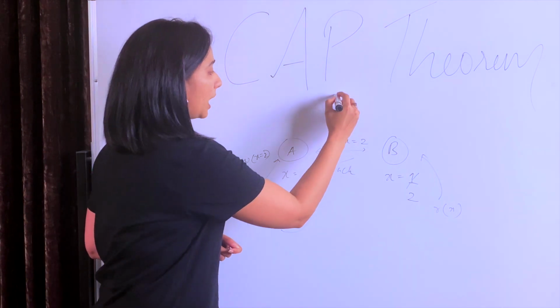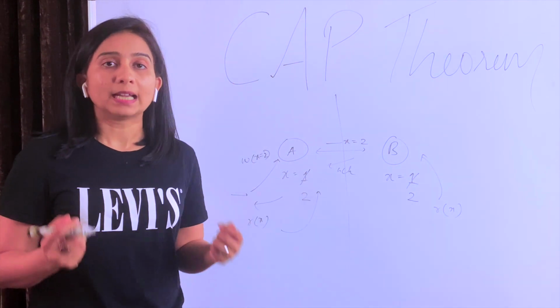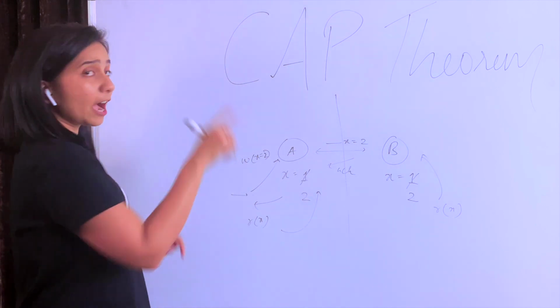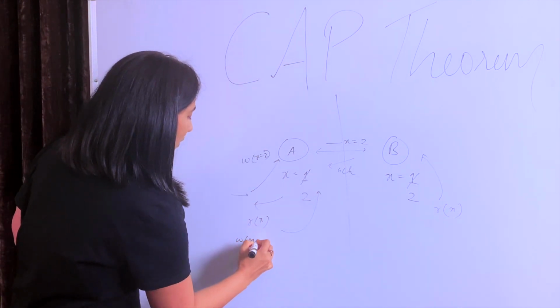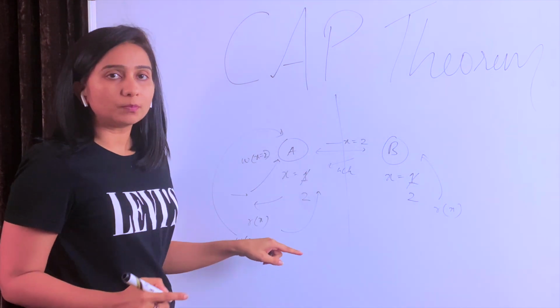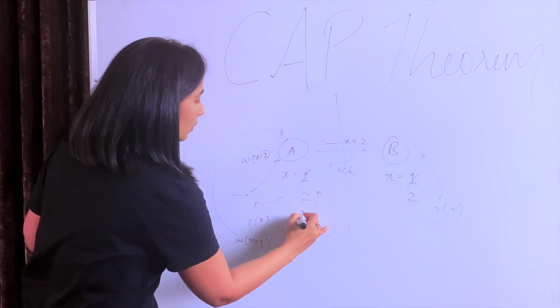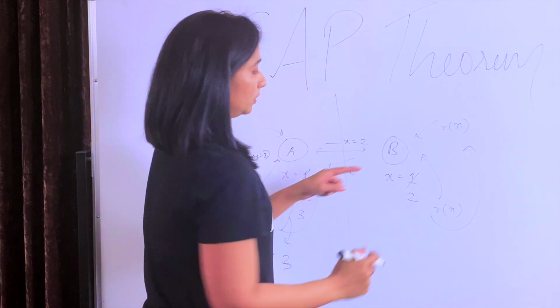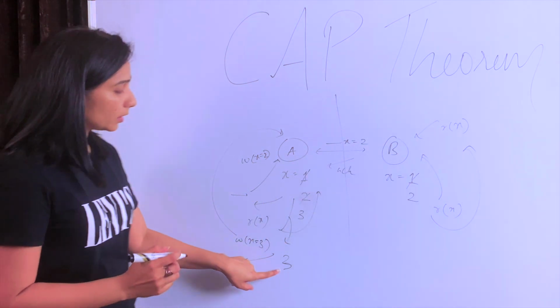Now the partitioning happens. Now the system has divided into two partitions. Let's see what happens. After partitioning, one more write happens. A tries to communicate to B that x is 3, but couldn't, so it just updates the value. When the read happens on B, B returns 2. When the read happens on A, it returns 3.